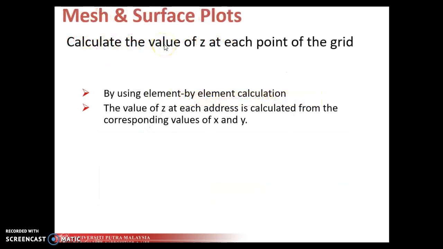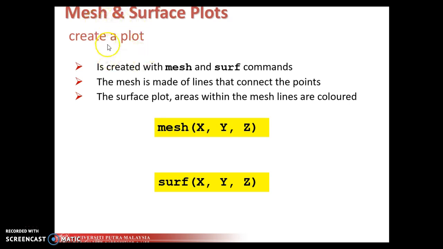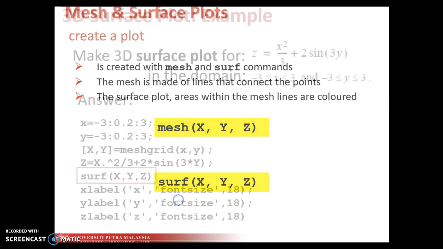Alright, after that we calculate the value of z at each point of the grid we just created, by using element-by-element calculation. And then we need to create a plot. For this we use the functions mesh and surf. The mesh is made of lines that connect the points, while the surface plot, surf, which is short for surface, colors the areas within the mesh lines. So that is what surf does.